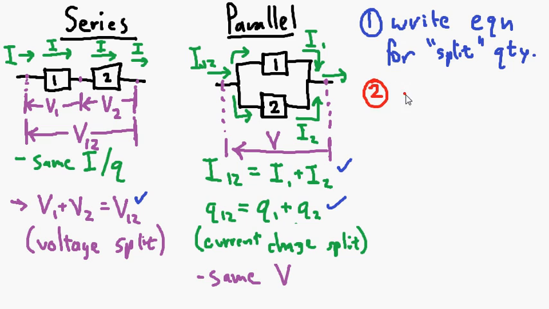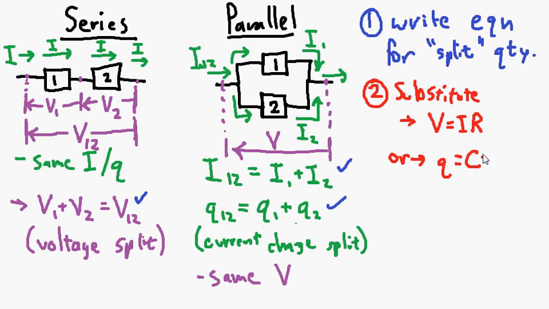Okay, and then I'll do step 2 in a different color just to sort of highlight things, and because I like using colors. Okay, then you substitute either V equals IR if you're using resistors, just Ohm's law, or Q equals CV if you're using capacitors.